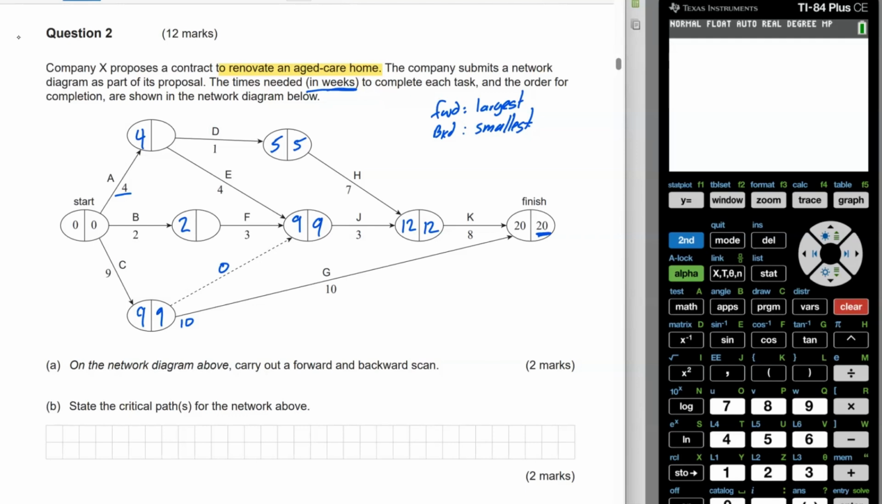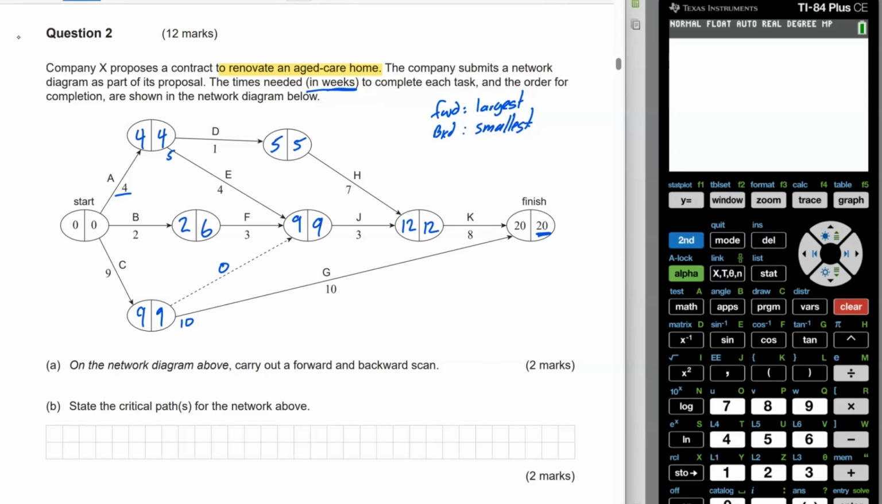Going through task F, I've got 9 take 3, which will give me 6. And then again, I've got 2 nodes here and I've got to take my smallest one. So 5 take 1 is going to be 4 and 9 take 4 is going to be 5. So the 4 is going to be going inside my node on that right-hand side.